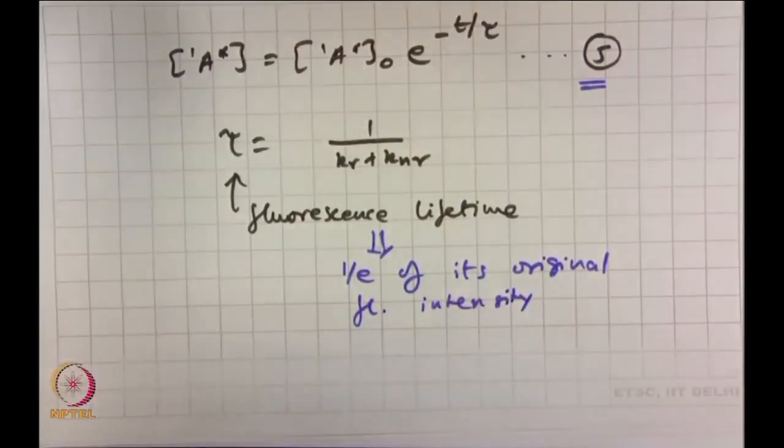So fluorescence lifetime, the exponential relaxation time in this case, is the time it takes to reach 1 by e of its original fluorescence intensity, that is the one it started with at t equal to 0. So this was tau for us.